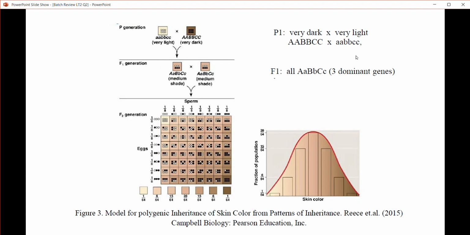How about if we cross the F1 generation with another F1, which means heterozygotes for all three gene pairs would be crossed with an individual who is also heterozygous for all gene pairs. Then you will have 64 possible combinations, and then you will see here a range of color. So that is why this is interesting. It will produce a bell-shaped curve with what we call changes in the color.